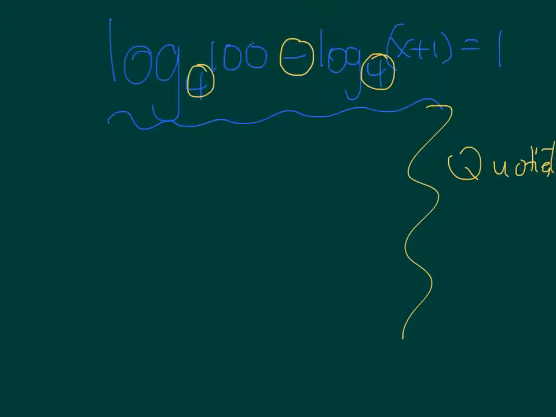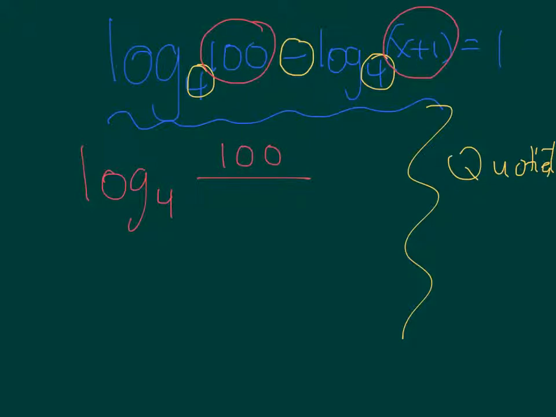Squishing that in. Okay, so rewriting it, I will write it as log base 4, only a single log, right? Log base 4, just one time. In the numerator, I will have 100. In my denominator, I will have x plus 1. And that will equal 1. Once I have it written as a single log, there's my value, I can switch forms.